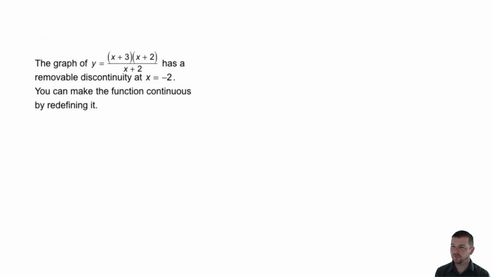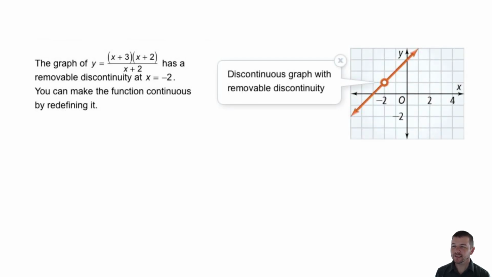The graph of y equals the product of 2 binomials, x plus 3 and x plus 2, over x plus 2, shown at the right, has a removable discontinuity at x equals -2. You can make the function continuous by redefining it, essentially filling in that hole with a single point. If we redefine y as a piecewise function, so that it behaves a specific way on some parts of its domain and a different specific way on other parts of its domain, we can fill in the hole and make the function continuous.